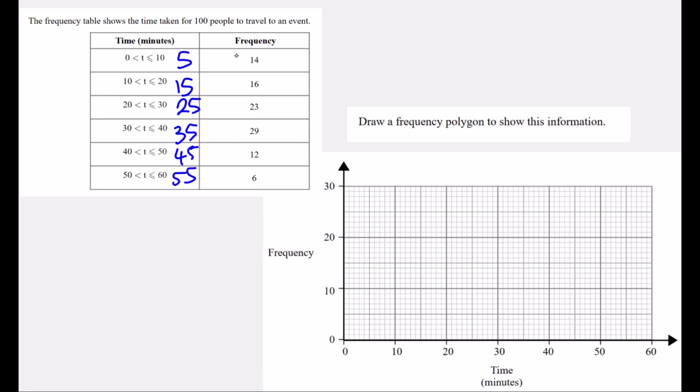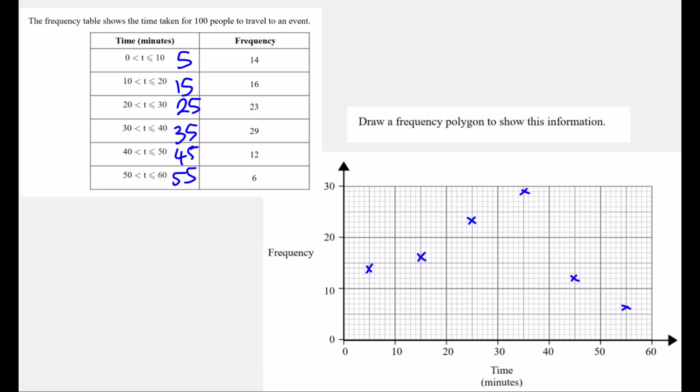So it's 5, 14. There are coordinates. 5, 14. So the time is 5. The frequency is 14. 15, 16. 25, 23. 35, 29. 45, 12. And 55, 6.